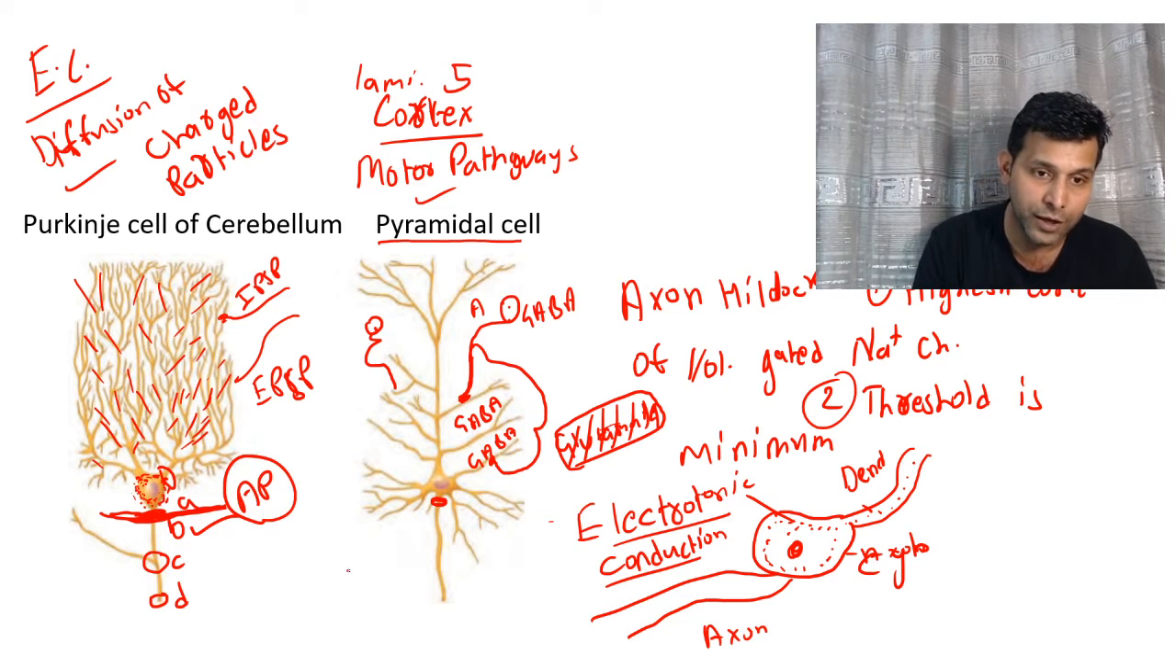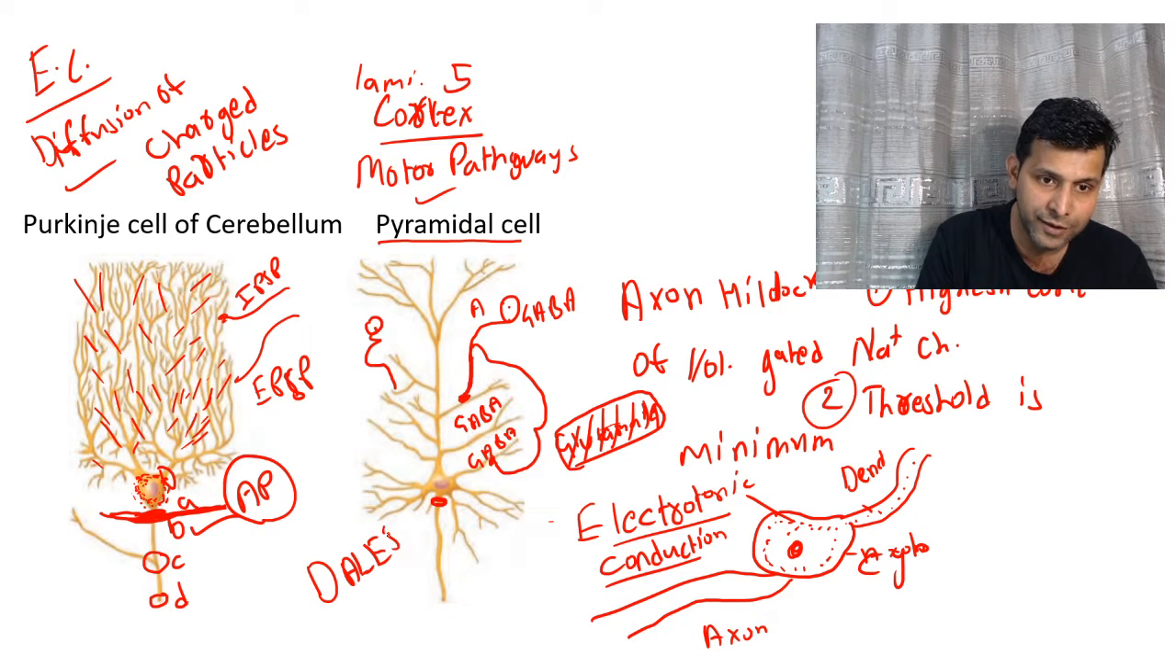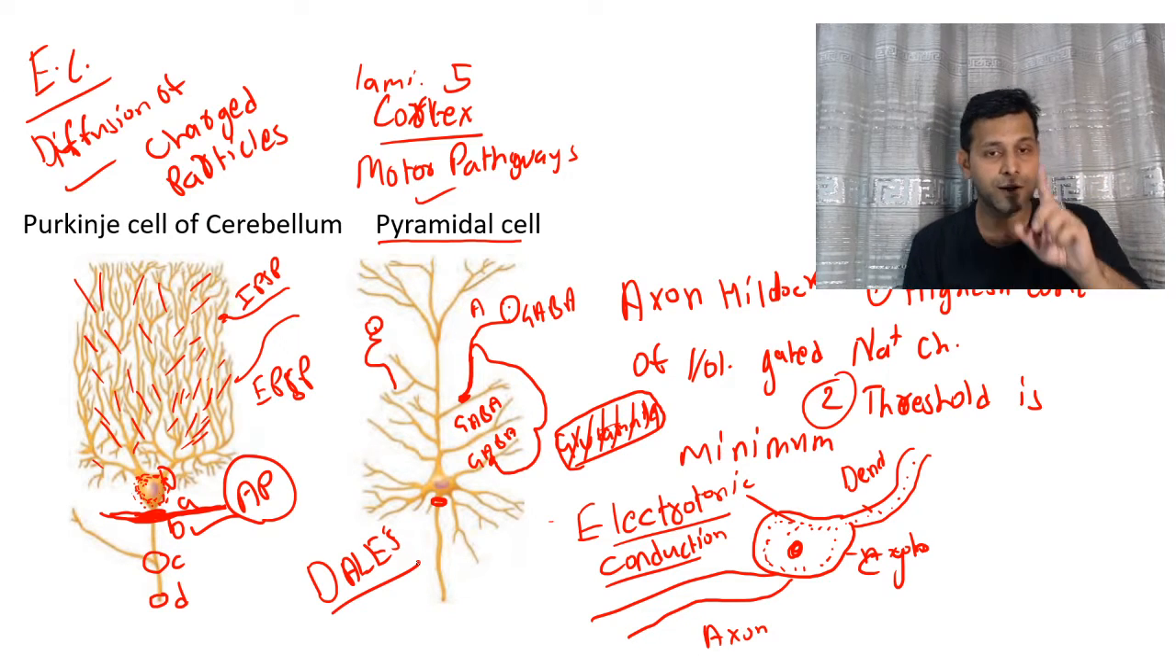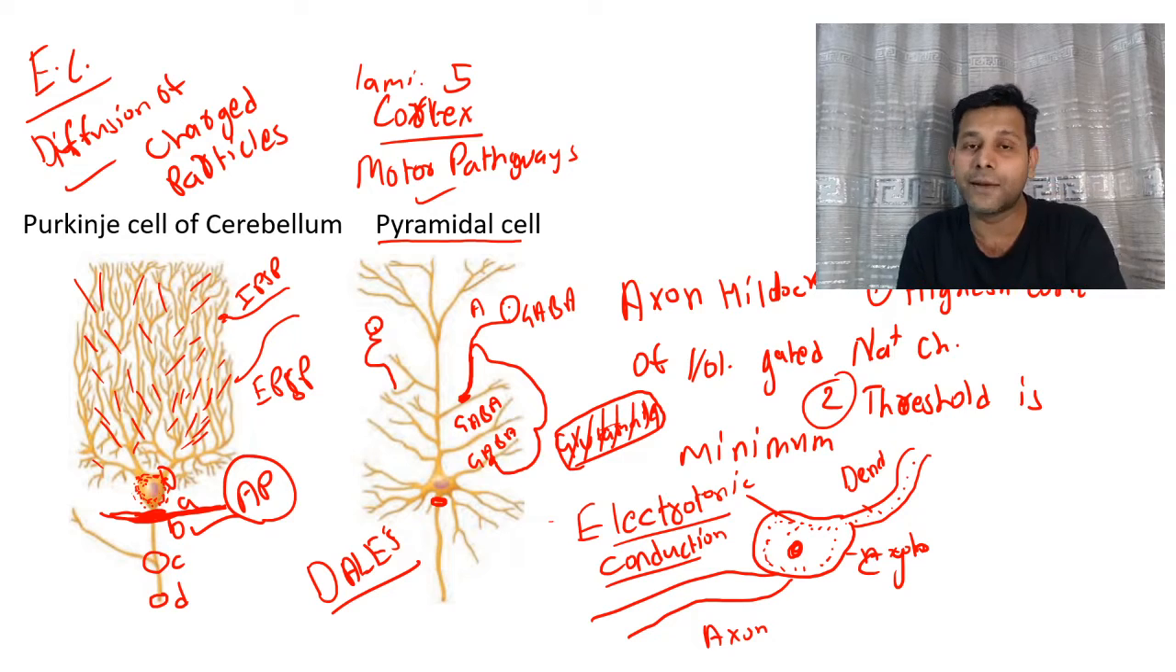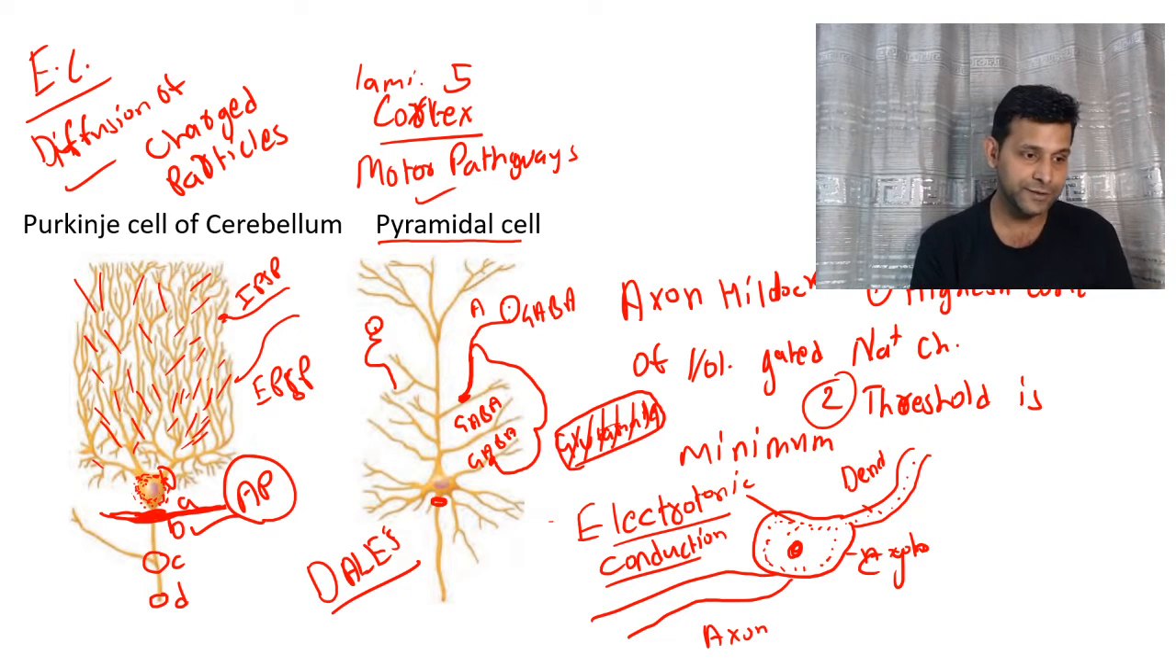This principle is called Dale's principle. Please remember, it's Dale's principle, which explains that a neuron will release only one type of neurotransmitter at all of its nerve endings. Okay, moving to the next slide.